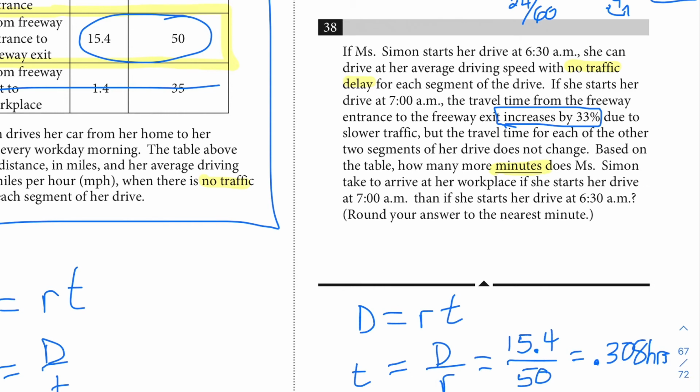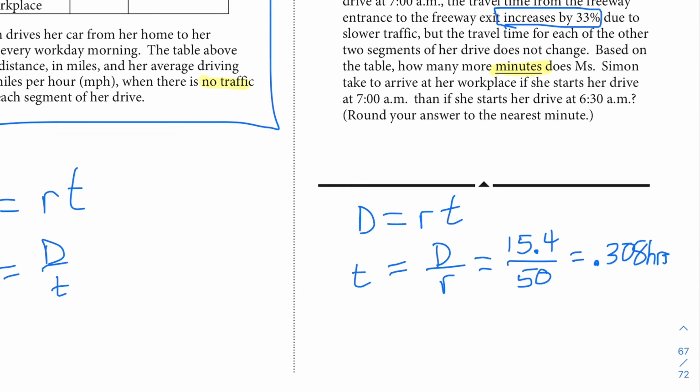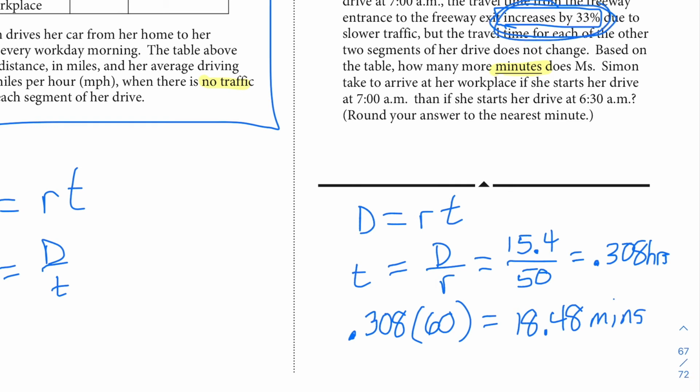So we want to know if the current time is 0.308 hours, if we multiply that by 60, that will allow us to see what that current time is in minutes. And so currently, that would be 18.48 minutes. Now in the question, they want to know, all right, what if that travel time increases by 33%? Let's see how many more minutes that adds on.